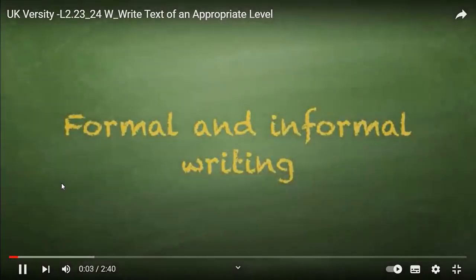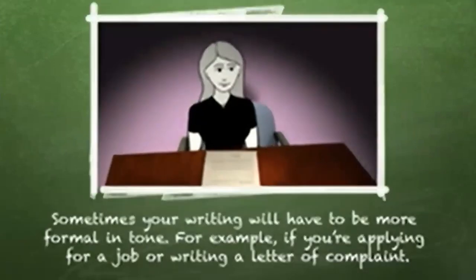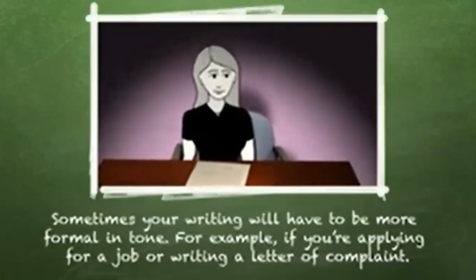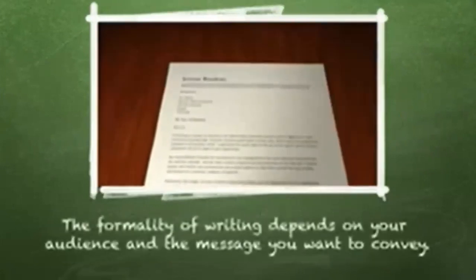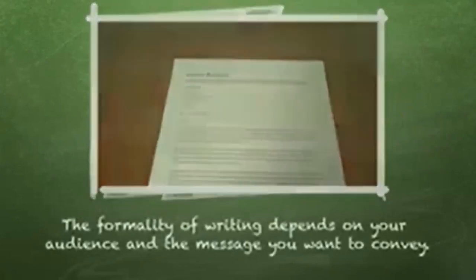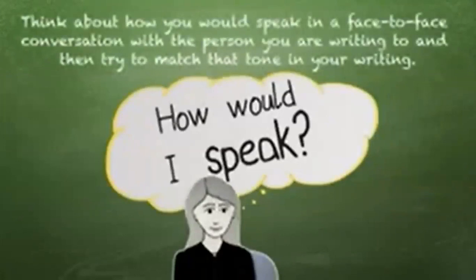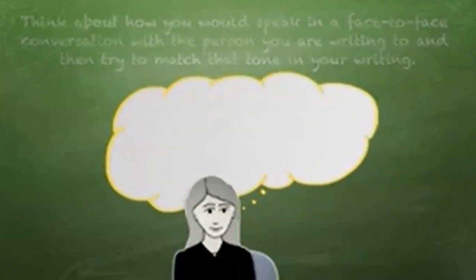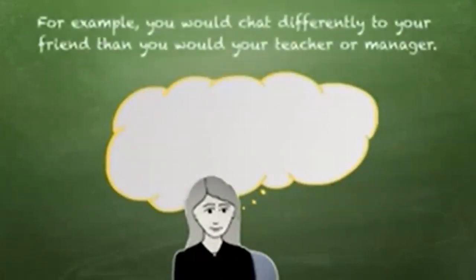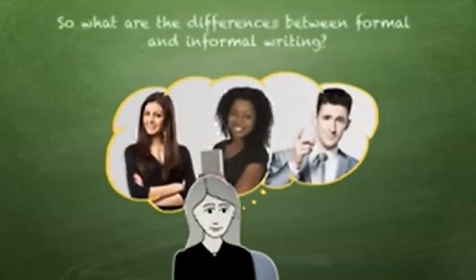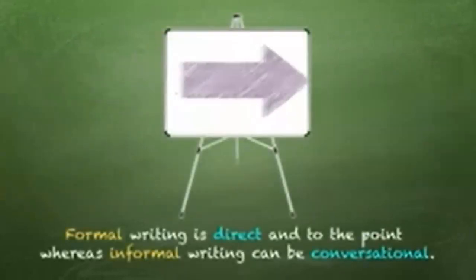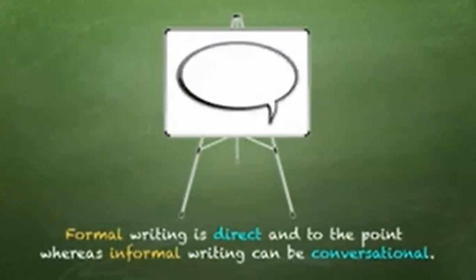Formal and informal writing. Sometimes your writing will have to be more formal in tone, for example, if you're applying for a job or writing a letter of complaint. The formality of writing depends on your audience and the message you want to convey. Think about how you would speak in a face-to-face conversation with the person you're writing to, and then try to match that tone in your writing. For example, you would chat differently to your friend than you would to your teacher or manager. So what are the differences between formal and informal writing? Formal writing is direct and to the point, whereas informal writing can be conversational.